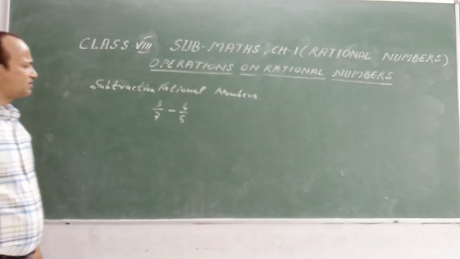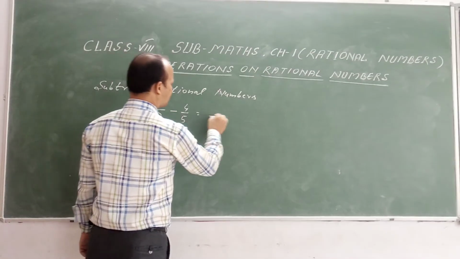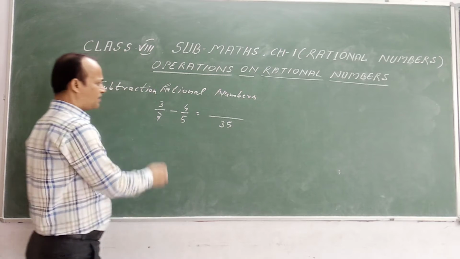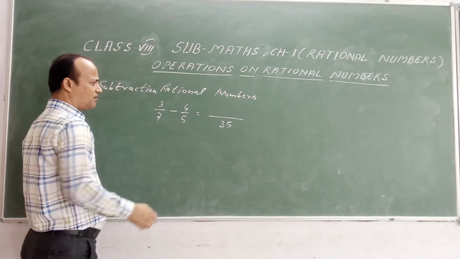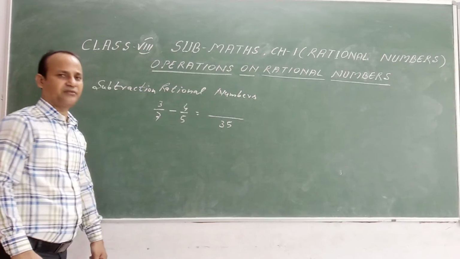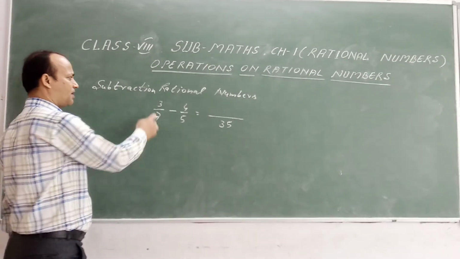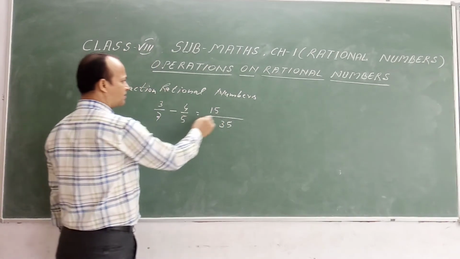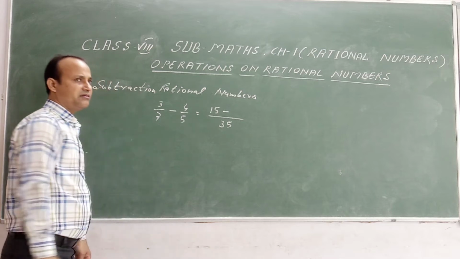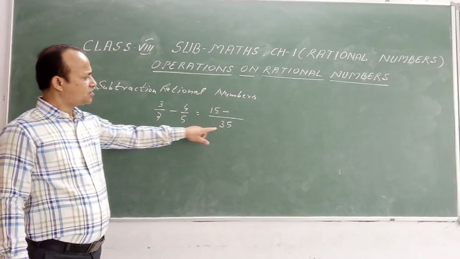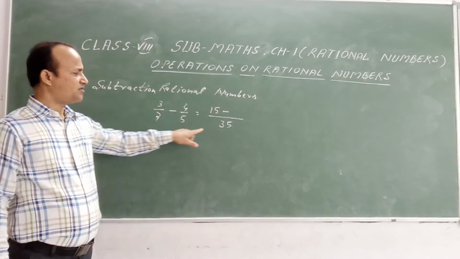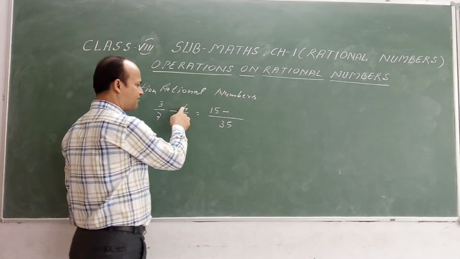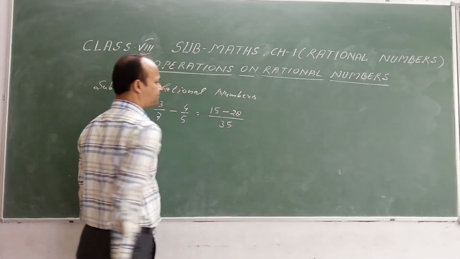In this case, first we take LCM of 7 and 5, that is 35. Divide the denominator with the denominator, 35 divided by 7, that will be 5, and 5 will be multiplied by 3, that will be 5 3s are 15. Now put the negative sign. Now divide the denominator with denominator, that is 35 divided by 5, that will give 7, and 7 will be multiplied with 4, that will be 28.